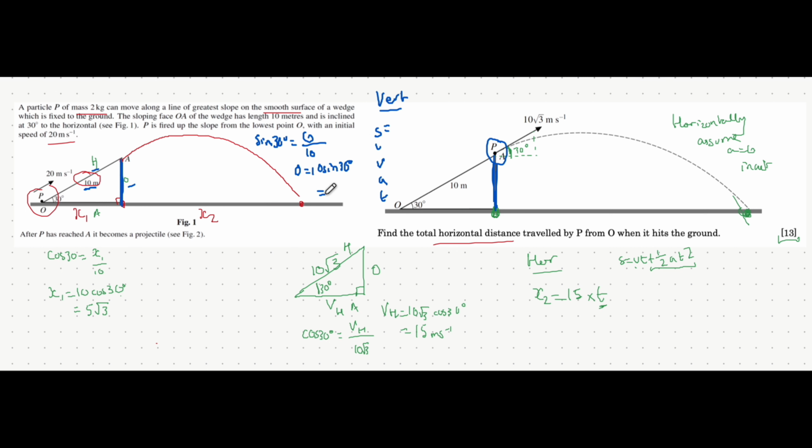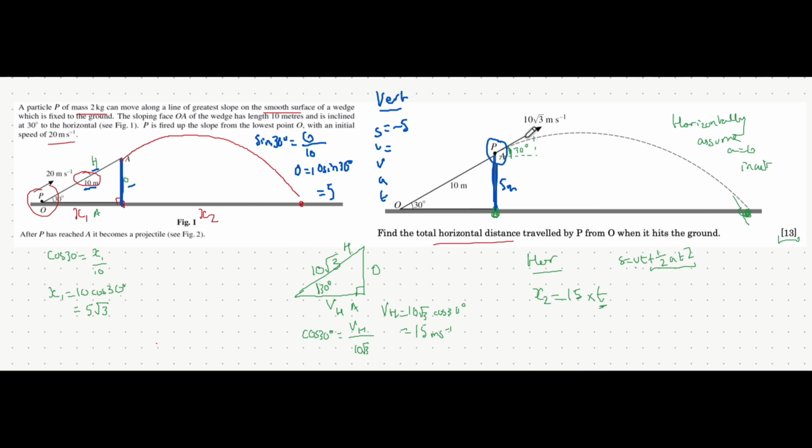I did do the working out before, but there are just so many numbers that I'm getting a little mixed up with them. 10 sine 30 is 5. If this distance here is 5 meters, then the overall displacement traveled in the vertical direction from point P back to the ground is minus 5 meters. Perfect.